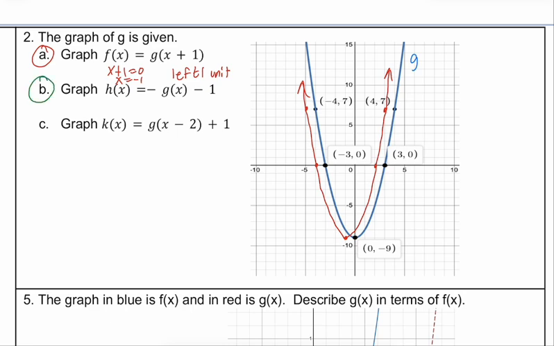Now let's graph h of x. Now h of x is a negative g of x minus 1. So let's do it in phases. The negative g of x is flipped over the x-axis. So I'm going to draw that original flip in a little dashed green line, okay? So if I take, this was up 7, now just flip it down 7.